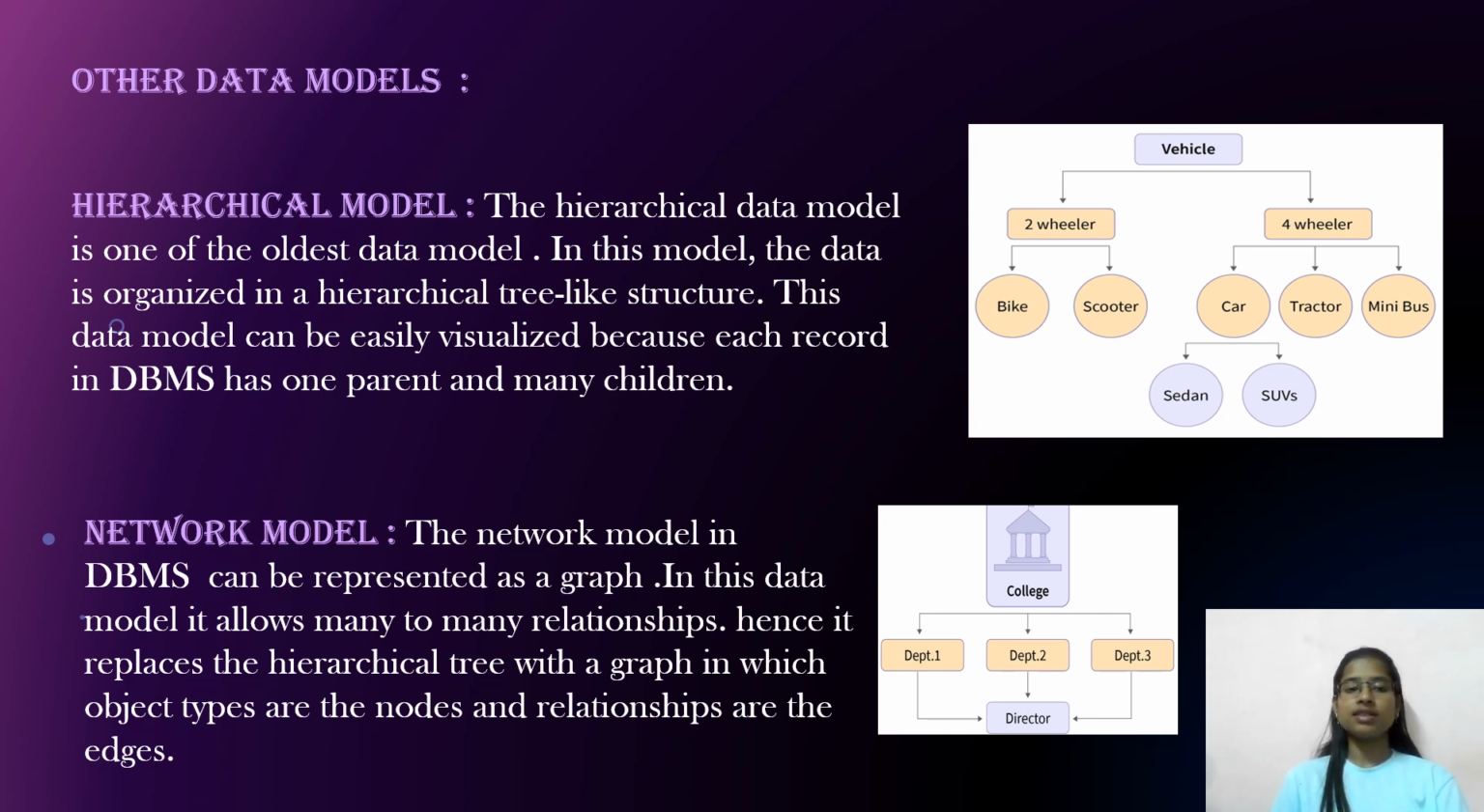And the next is network model. The network model in a database management system is a hierarchical model that is used to represent many to many relationships among the database constraints. So in the picture, as you all can see, the college can consist of many departments like department 1, department 2 and department 3, which is connected to the director through a link.